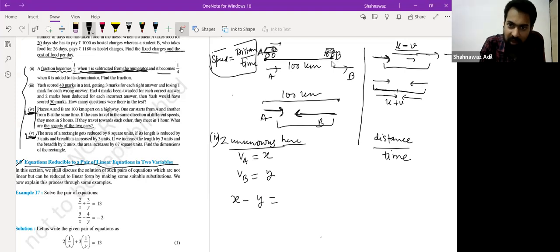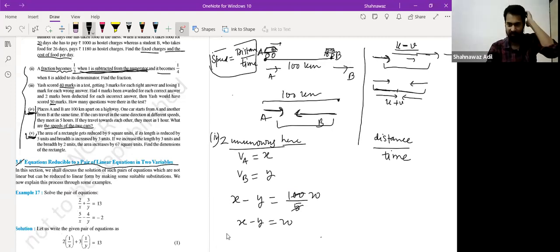100 kilometers. And how much time do they take to meet each other? 5 hours, right? So half an hour... 20. So the first equation is x minus y is 20, right? Yes. And what will be the second equation?